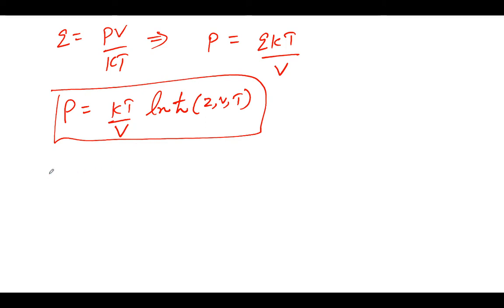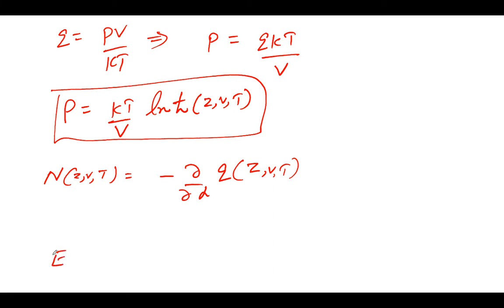Similarly we can find the expectation value of the number of particles, n, which is equal to minus curly del over curly del alpha of Q(z, V, T). This equation gives the expectation value of n and E, which we generally also call the eigenvalues. The value of E you can also find, which is equal to minus curly del over curly del beta of Q at fixed z and V.